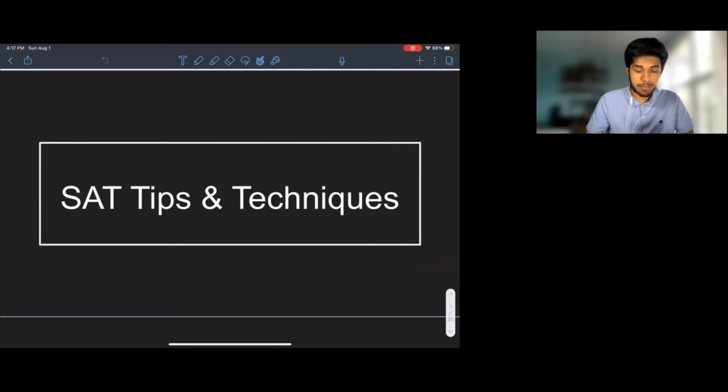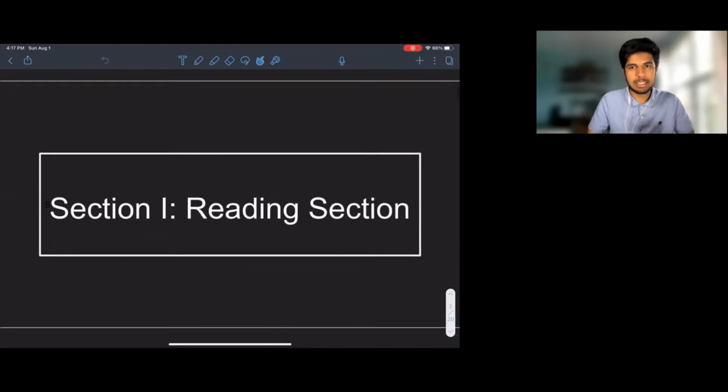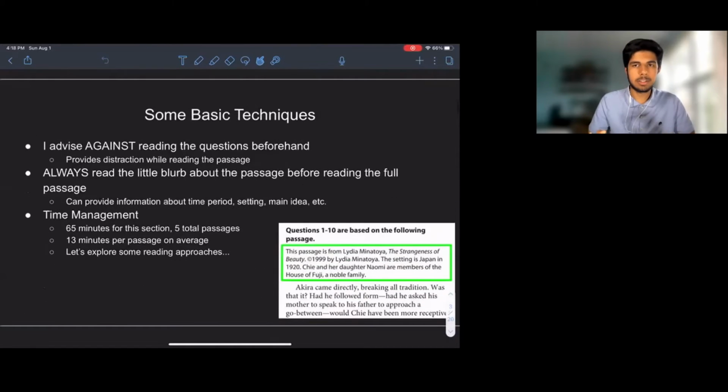Great, so let's begin. And we will begin with the first section of the SAT, which is the reading section. And to start us off, let's look at some basic techniques. So first, I advise against reading the questions for each passage beforehand. So I suggest not reading the questions and then turning to the passage. Some students might think that doing this would give them good insight into what they should be looking for in the passage. But in my opinion, this distracts you from the reading process.